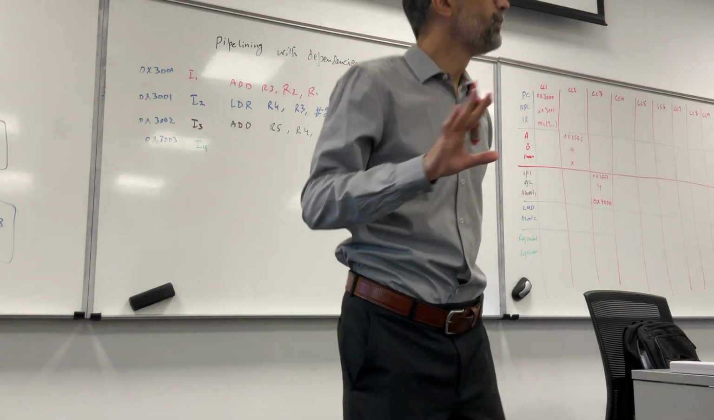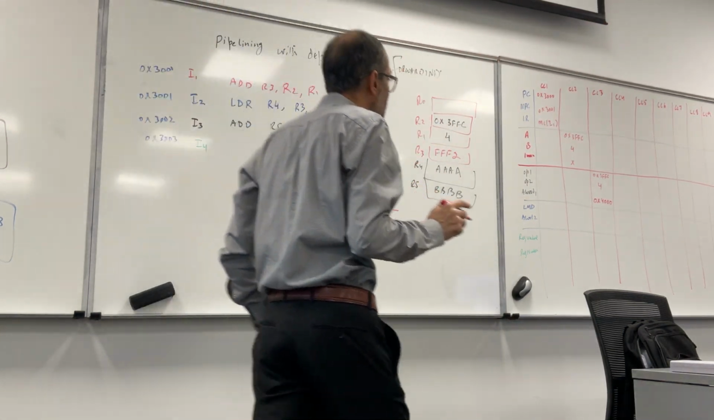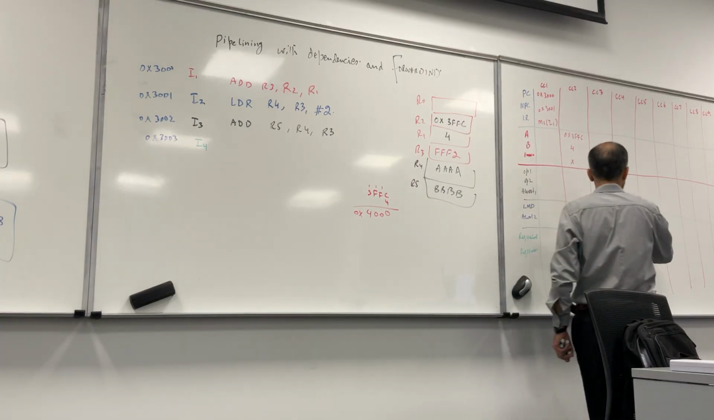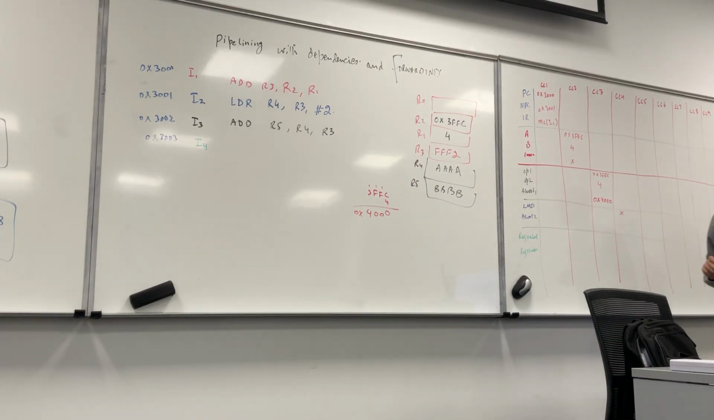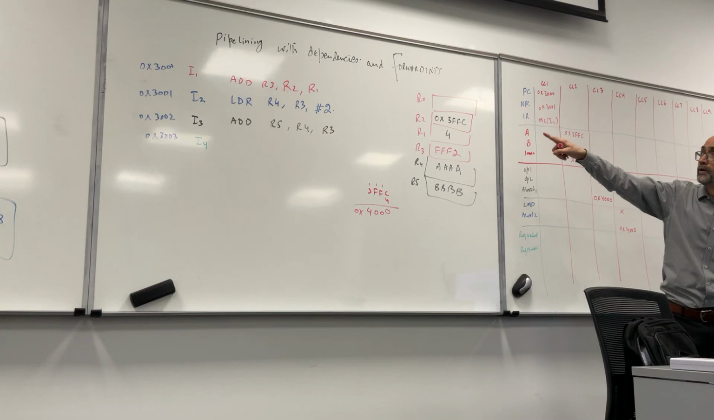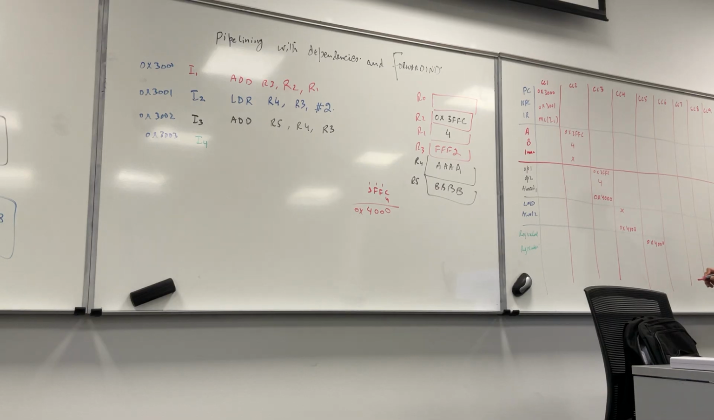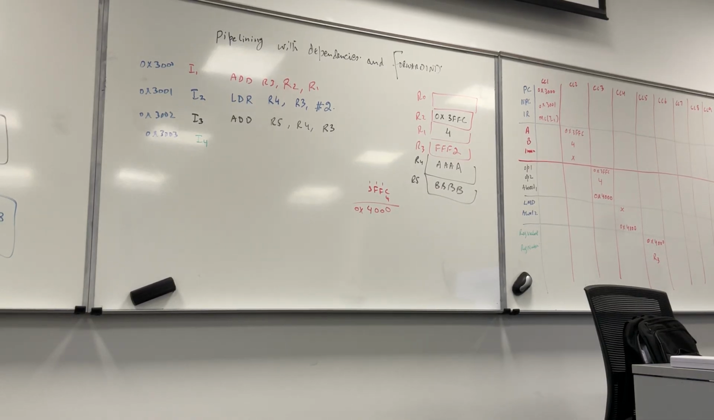Clear or not clear? Okay, now we move to the next stage. LMD, don't give. Area out 2. 0x4000. Go to the next stage. What will be the reg value? 0x4000, and reg number R3. So now the first instruction will be done in clock cycle 5.